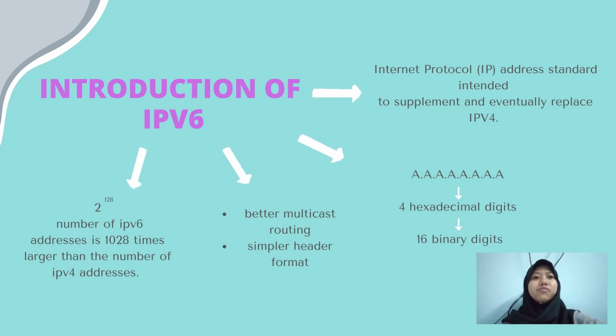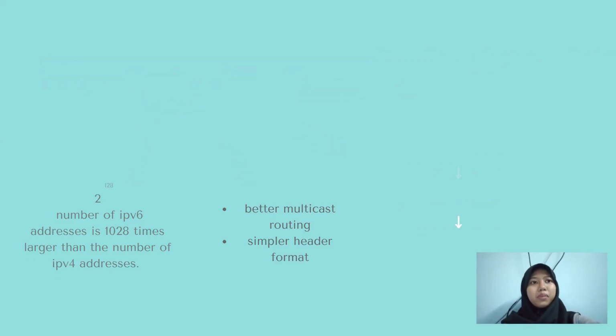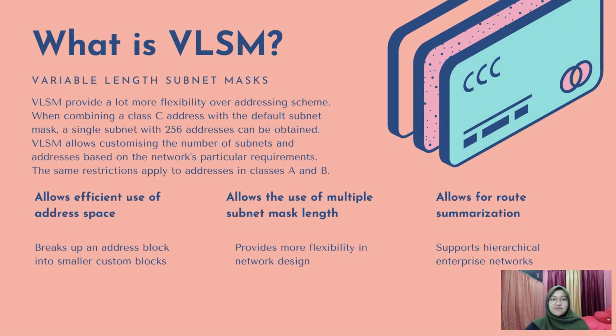The key benefits of IPv6 are better multicast routing and a simpler header format. As you can see from here, IPv6 is a 128-bit IP address, which is 2 power of 128. So from here you can see that the number of IPv6 addresses is 10^28 times larger than the number of IPv4 addresses. Let's go to the introductions of VLSM.